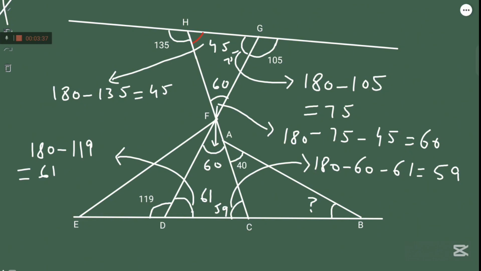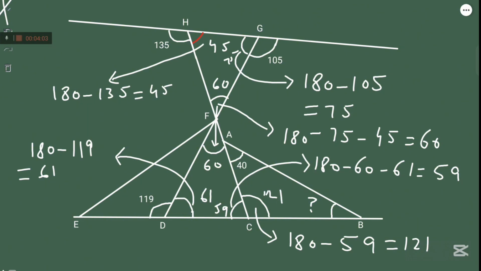Okay, now we can find this angle. So this should here be 180 minus 59. So this should be equal to 121. Okay, so this is 121.